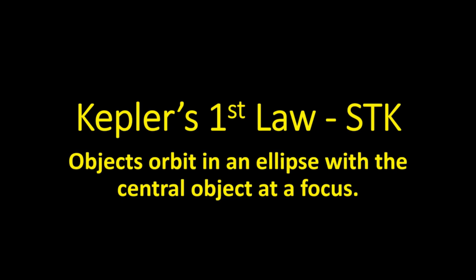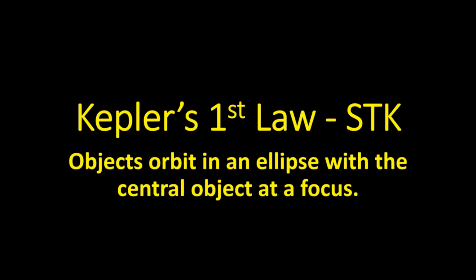In this video, we're going to take a look at Kepler's first law of planetary motion, and specifically how it may manifest in STK. Kepler's first law of planetary motion technically said planets orbit around the sun in a shape called an ellipse, with the sun at one of the two foci, which is the plural of the word focus.